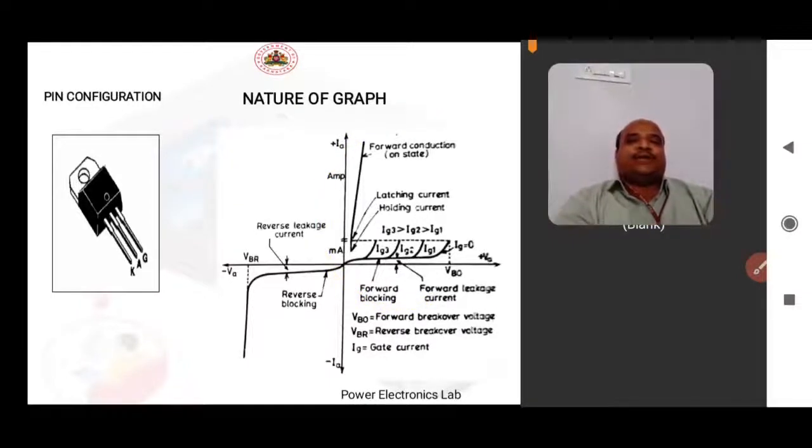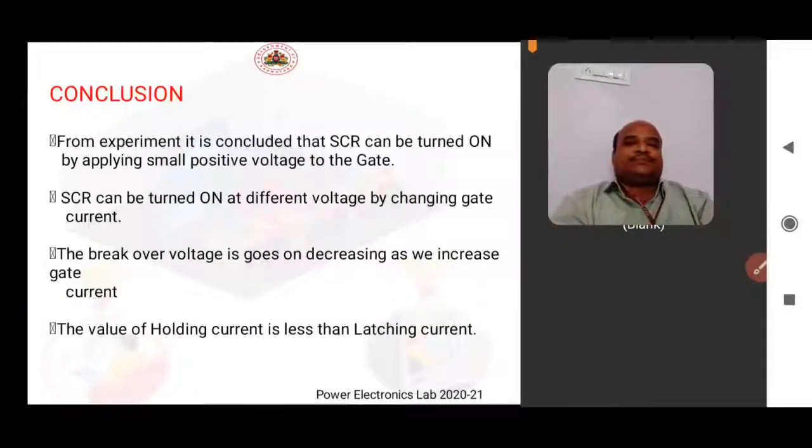Okay. Now this is regarding the instructions to conduct an experiment. Now let us move to the lab to conduct an experiment on SCR. From this experiment we can conclude that SCR can be turned on by applying a very small positive gate voltage.